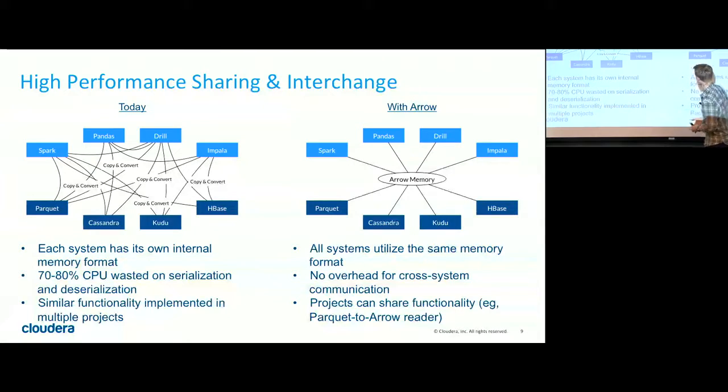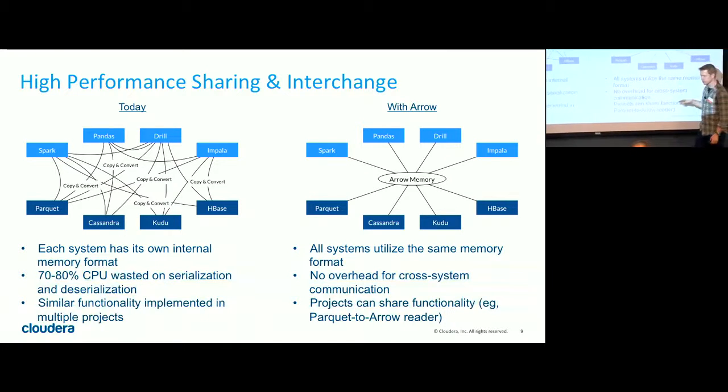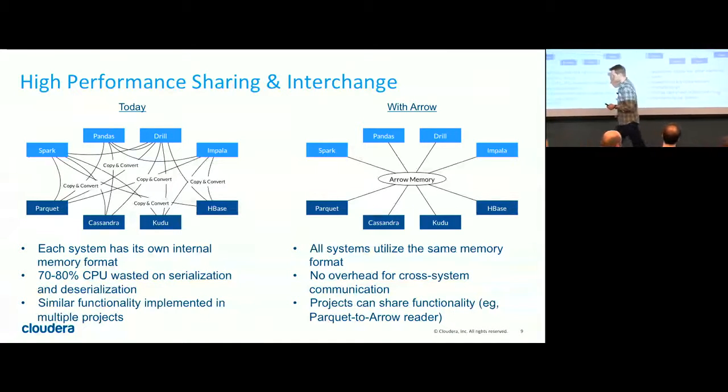And so what Arrow allows us to do is, if every system can exchange data in a common memory layout, then as a Python pandas user, say, you only need to deal with one memory format.